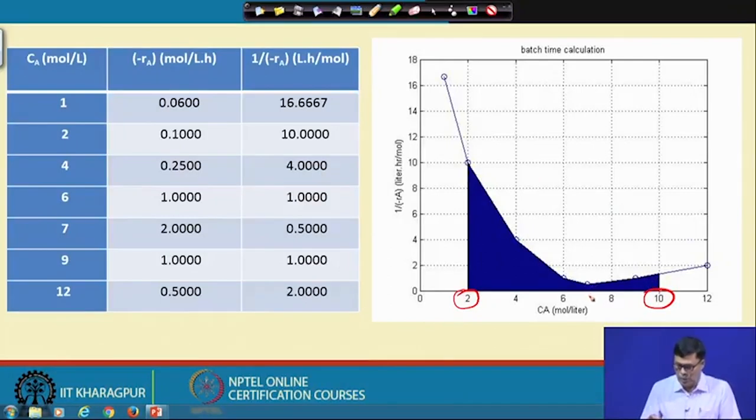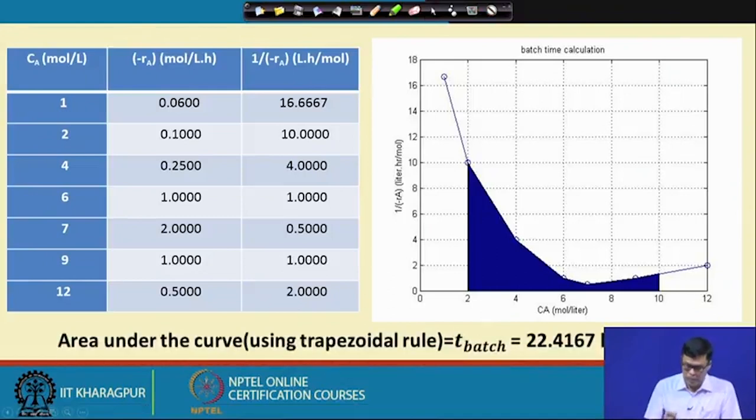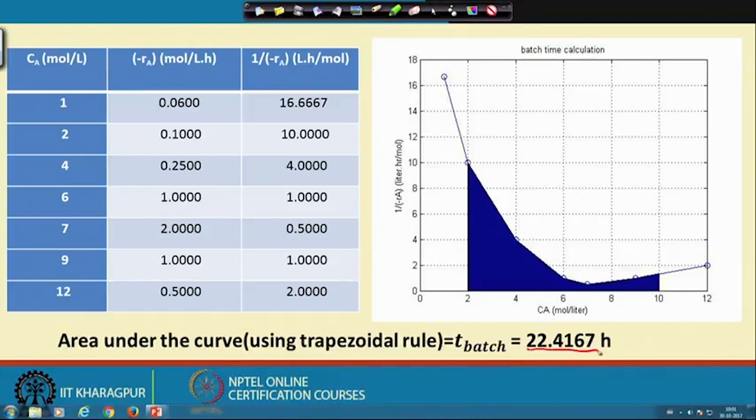Now, the question is how you can do that. You can do this very easily. You can consider this as a triangle, then from here to here as a rectangle, then here again a triangle, again a rectangle, and so on. You can calculate the area under this curve, maybe in 6 parts, and then find out the t batch, the time required in the batch process. It will come around 22.416 hours; from the graph we can find this particular result.